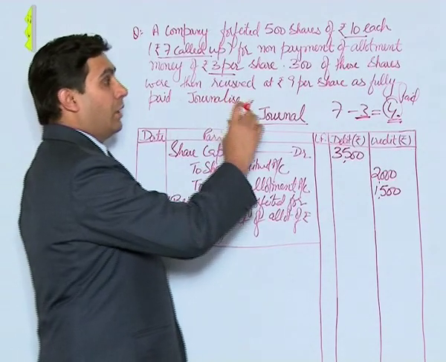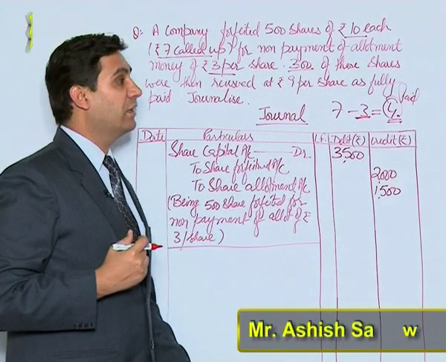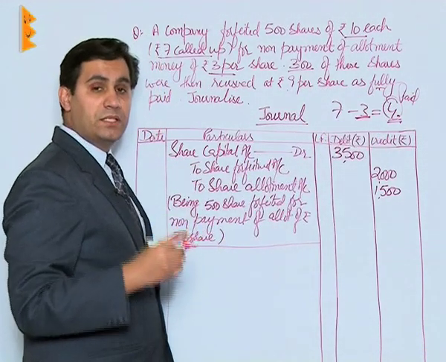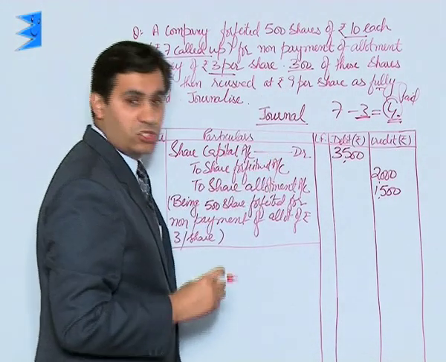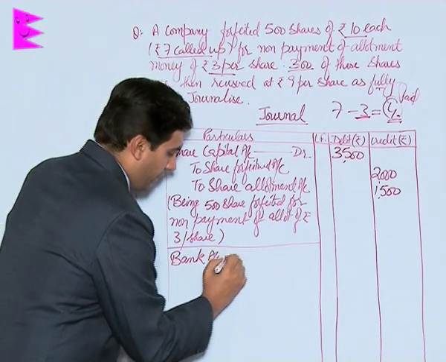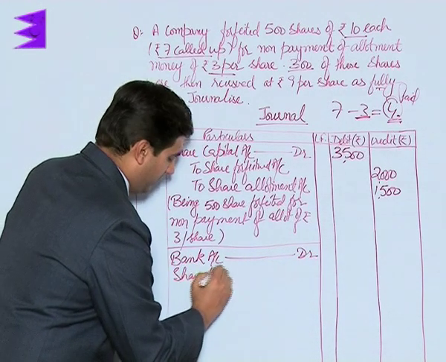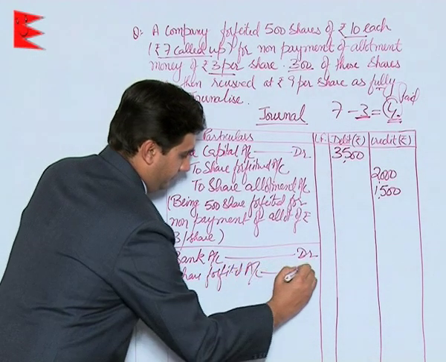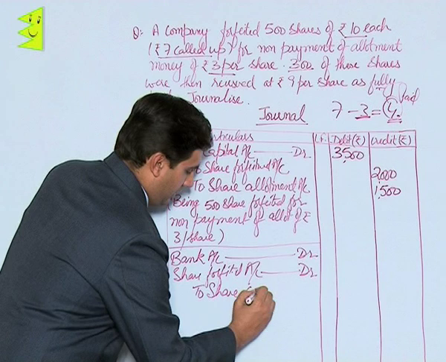Now students, it is clearly mentioned that out of these 500 shares that were forfeited, 300 shares have been reissued at rupees 9 per share as fully paid. That means a share of face value of rupees 10 was issued at rupees 9 per share. So the entry for reissue is bank account debited, share forfeited account debited, to share capital.